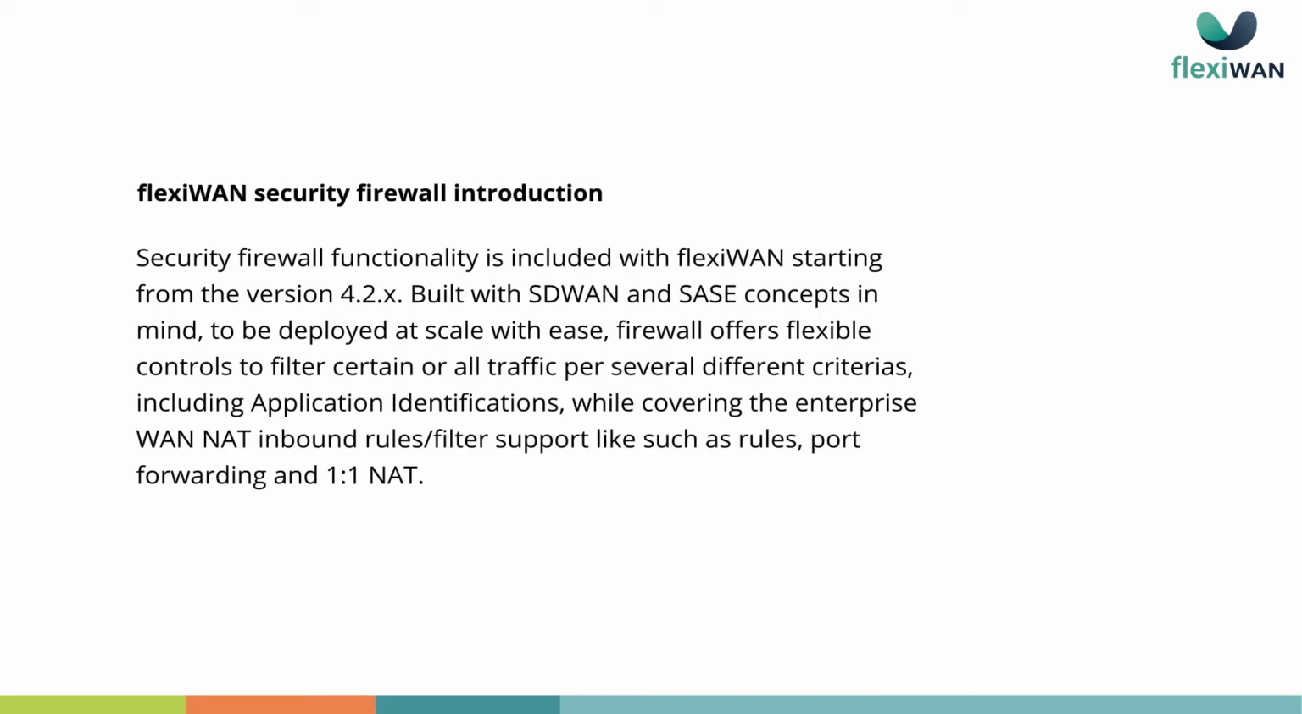Starting with version 4.2, a firewall functionality is included with flexiWAN. This feature is built with SD-WAN and SASE concepts in mind, so it can be deployed on a mass scale with ease in just a few clicks. flexiWAN Firewall offers an easy and intuitive way to filter certain or all traffic per several different criteria, including application identifications, while providing the enterprise WAN filtering capability as well as port forwarding and one-to-one NAT.